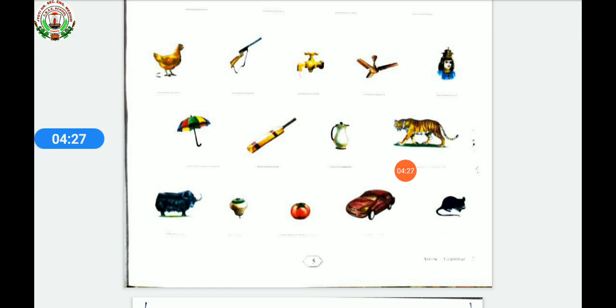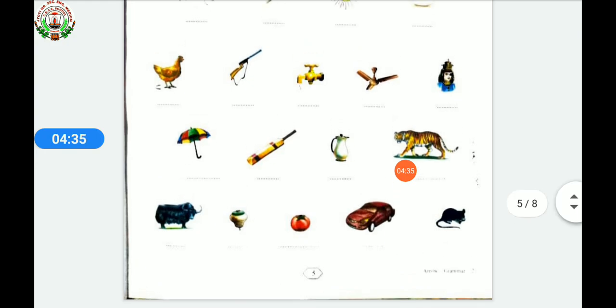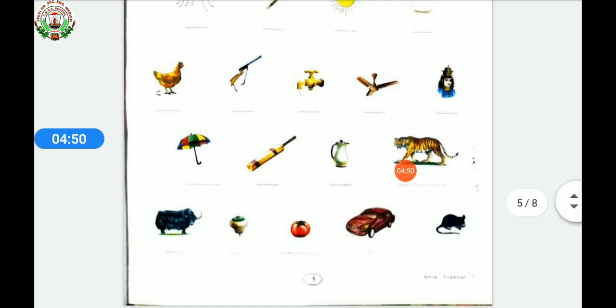After umbrella comes the picture of a bat. B for bat. B-A-T, bat. The next picture is of a jug. J-U-G, jug. Then comes the picture of a tiger. T for tiger. T-I-G-E-R, tiger. Then comes the picture of a yak. Y-A-K, yak.